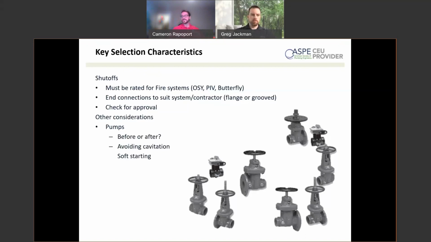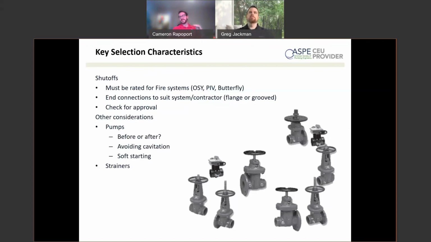I like seeing soft starters on pumps. They're a lot cheaper than they used to be. That'll just keep you from slamming those check valves open, which can potentially damage the backflow preventer. If you can ramp that up a little bit more slowly, that'll help for the life of that backflow preventer and its internal components.